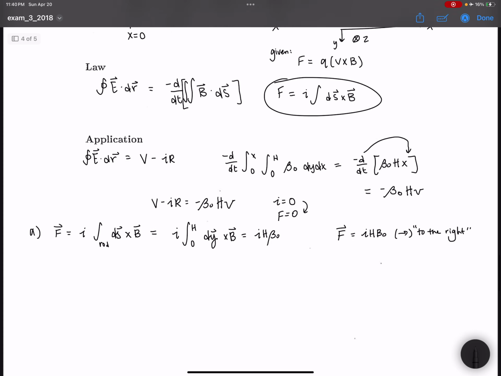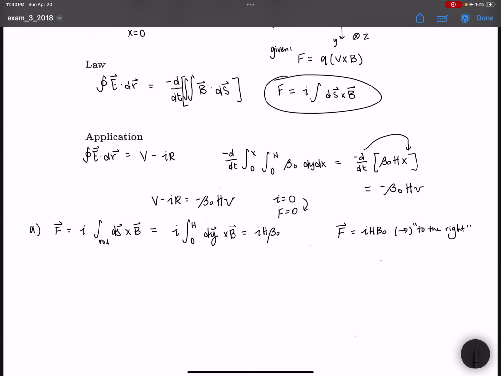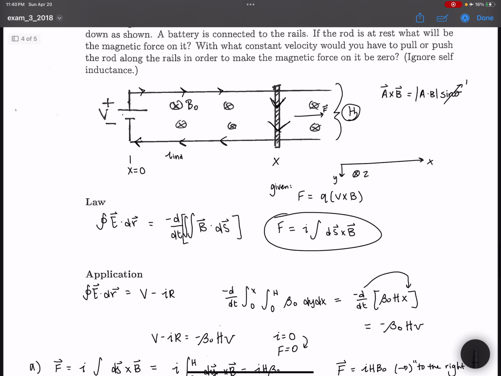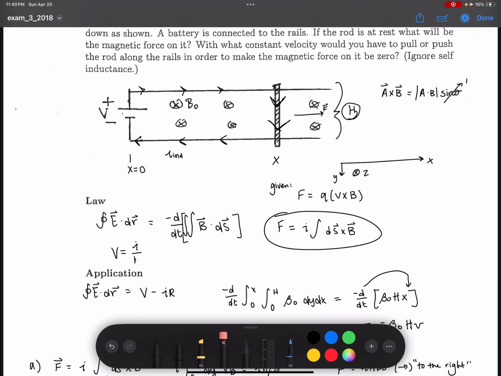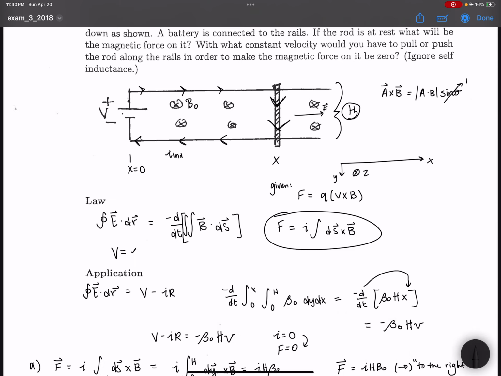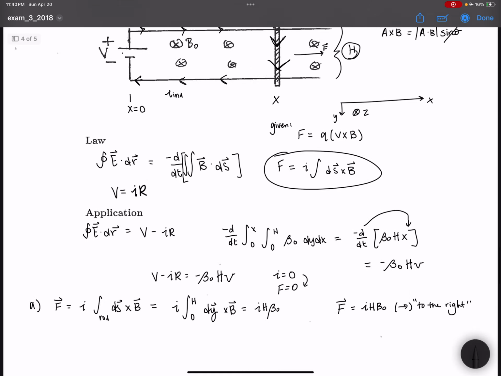Okay, part B. But they wrote I, H, B naught. Then they have I equals V over R. Oh, that's just V equals IR. Do you have to write that? I think so. I'll write that up here. V equals IR.